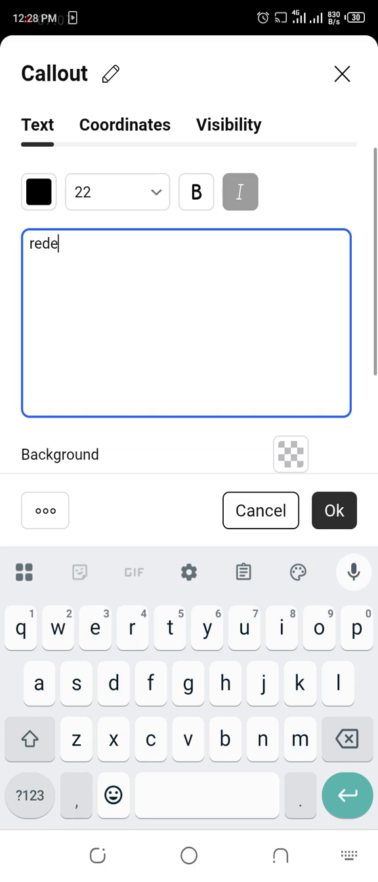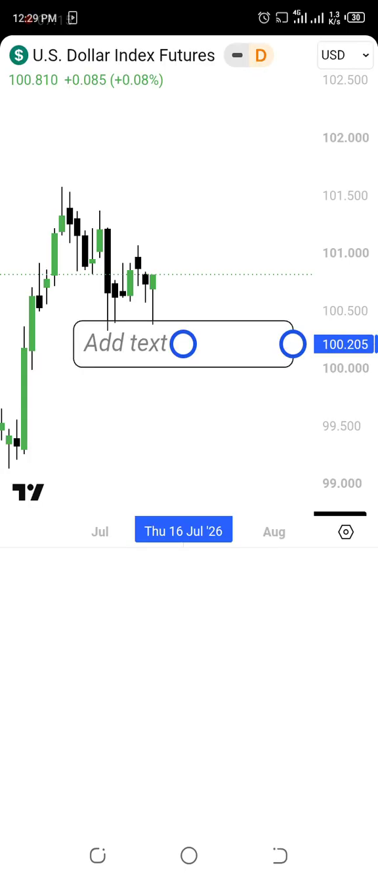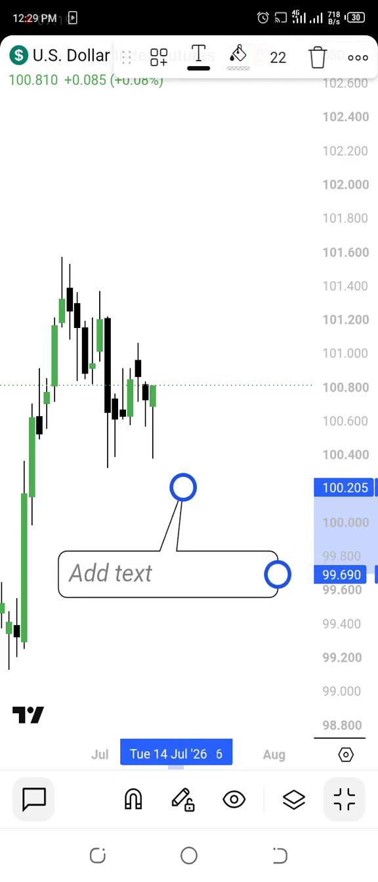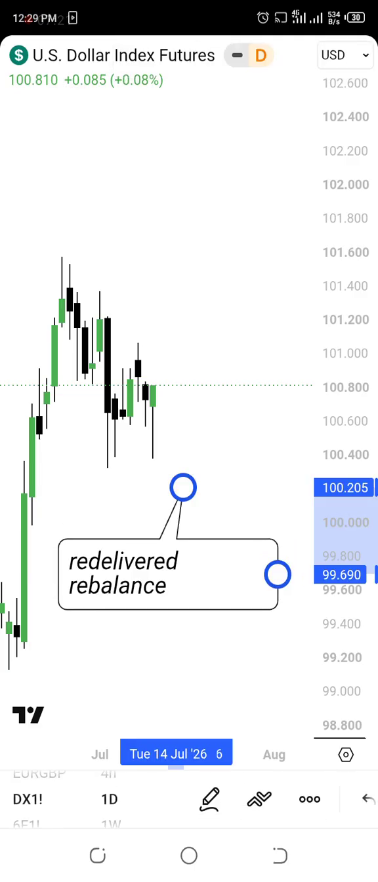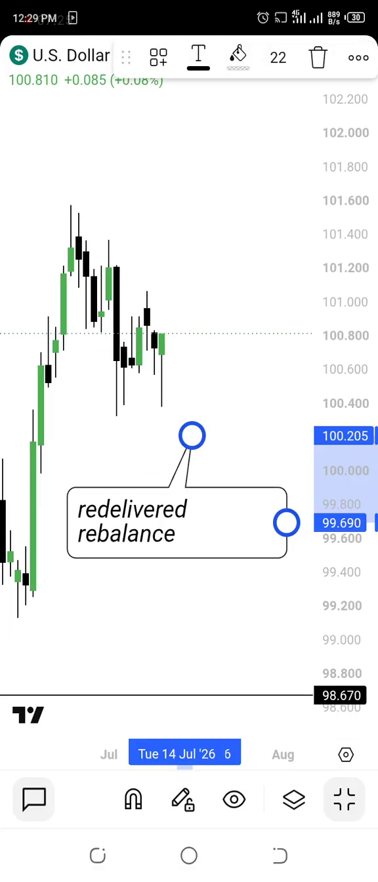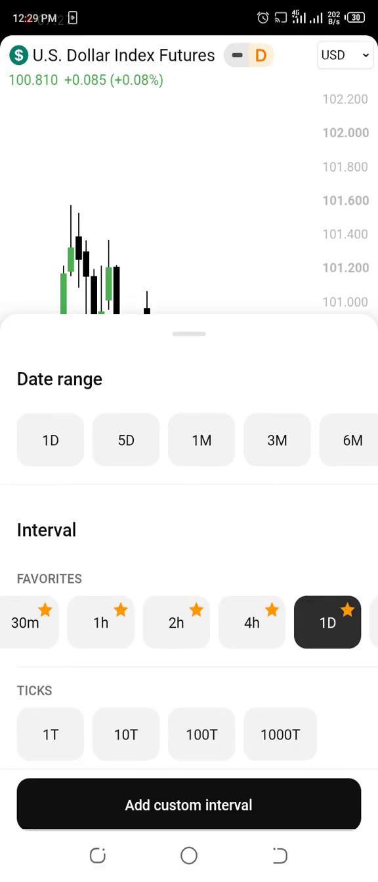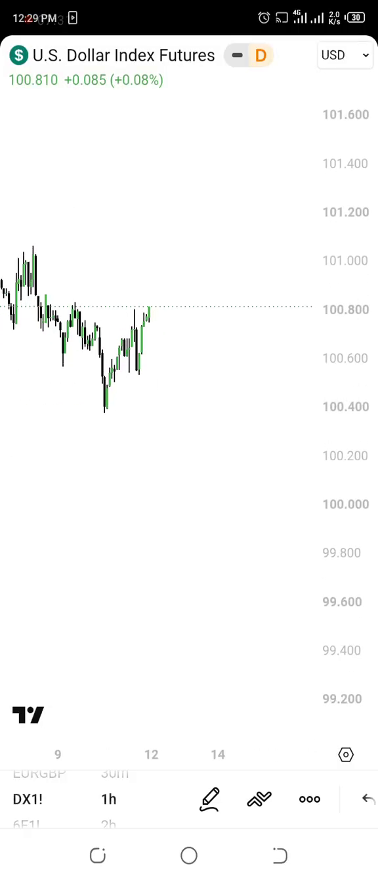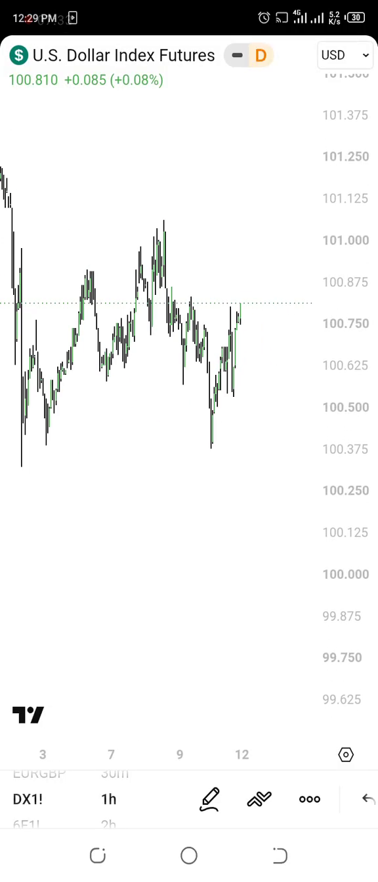So redelivered rebalance. Perfect. So a redelivered rebalance. Now let me show you what that looks like. I saw it on the 1 hour chart this week. Okay, so I will be showing you that in a little bit.